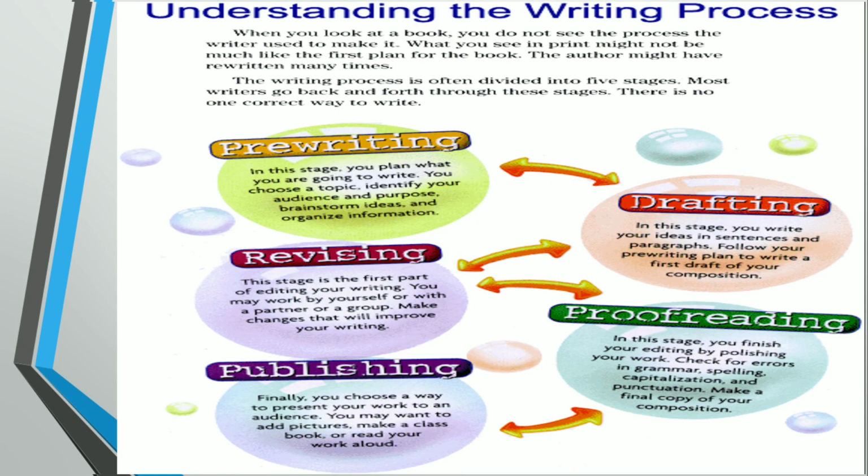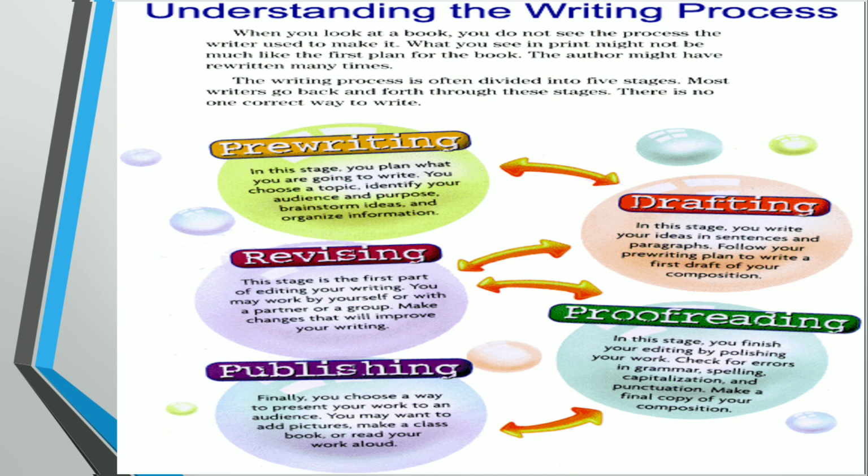So let's move on and understanding the writing process. When you look at the book, you do not see the process the writer used to make it. What you see in print might not be much like the first plan for the book. The author might have rewritten many times. The writing process is often divided into 5 stages. Most writers go back and forth through these stages. There is no one correct way to write.